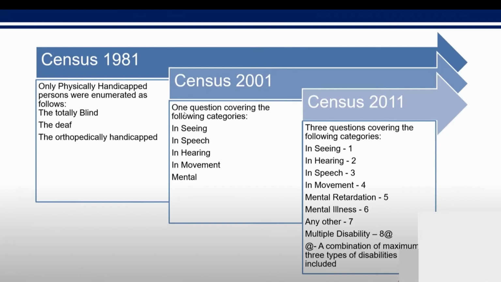Then the census was revised in 2001 and identified these disabilities: in seeing, in speech, in hearing, in movement, and mental. So in 2001, another disability was found, that is mental.